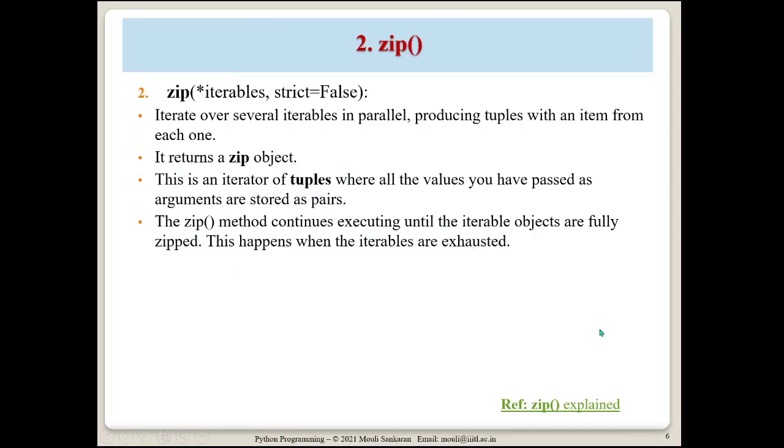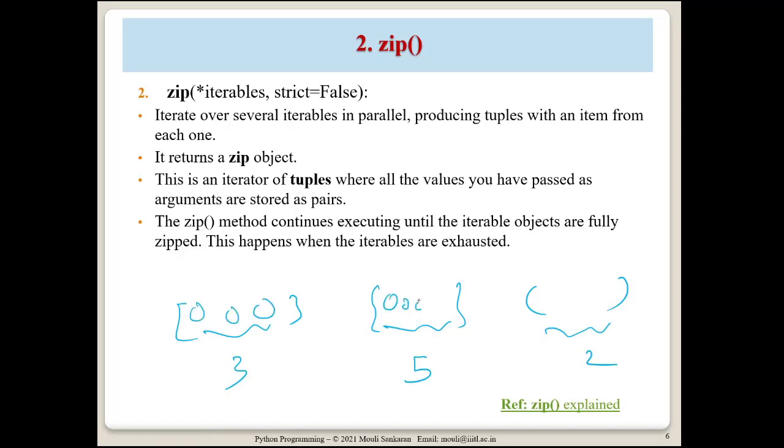So the zip method continues executing. Now you don't know when you are passing multiple lists how many elements are there in each of them. It may have 3 elements, it may have 5 elements, and this may have 2 elements. Now what does it do when you don't have anything to group? It can group the first 2 elements easily, but when it comes to the third element, these two are having it, but there is no third element here.